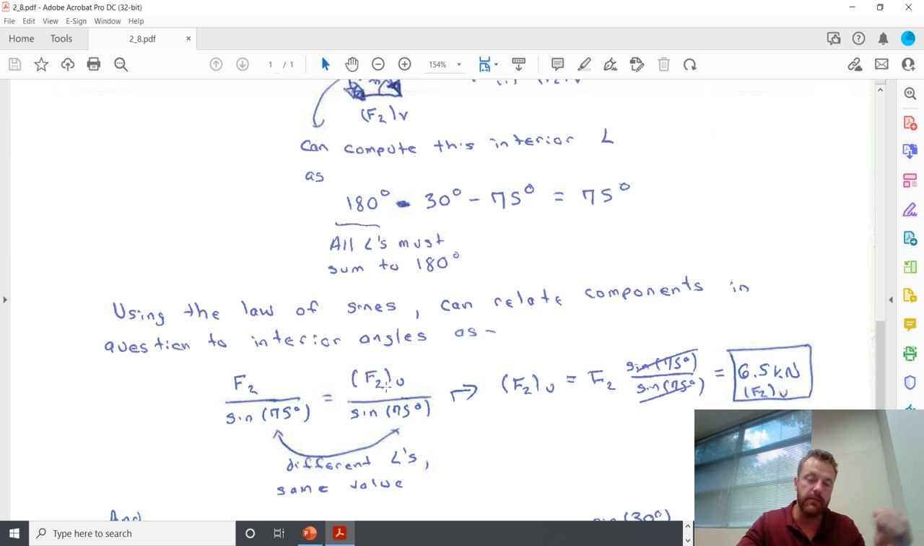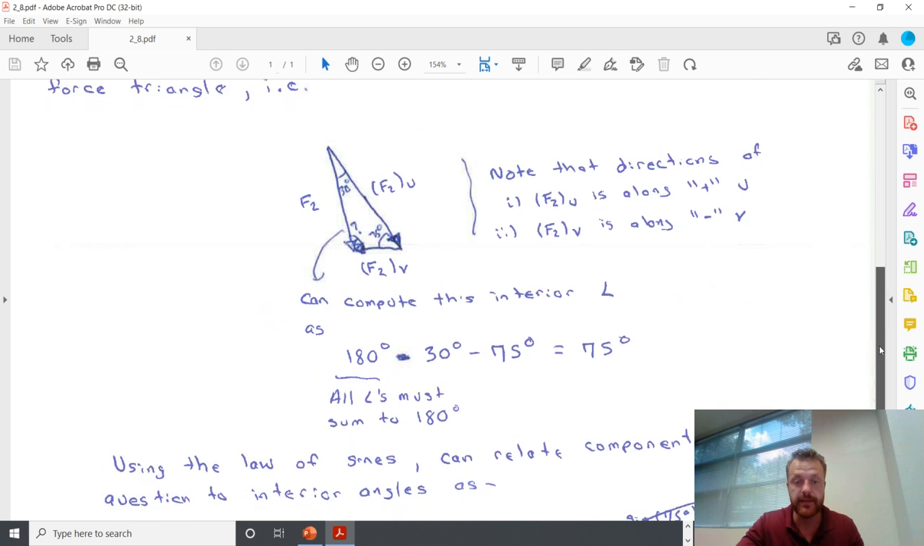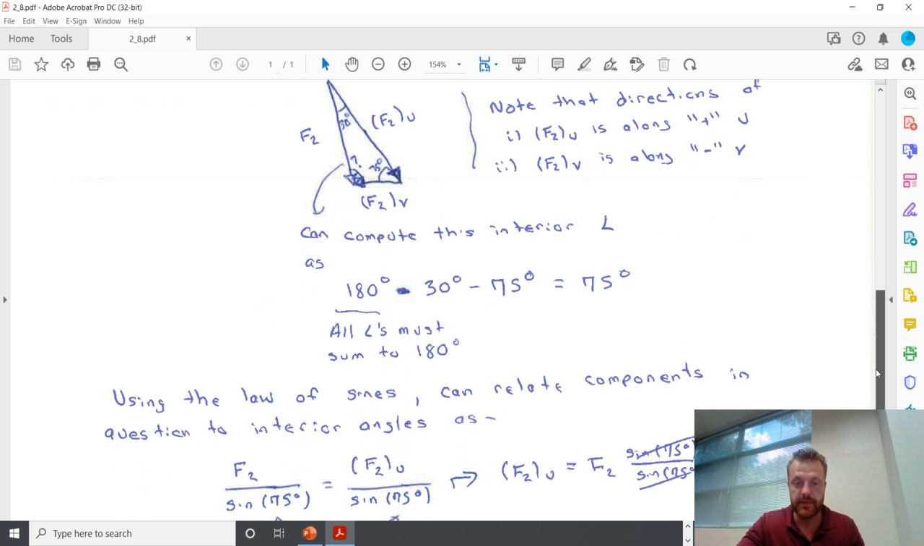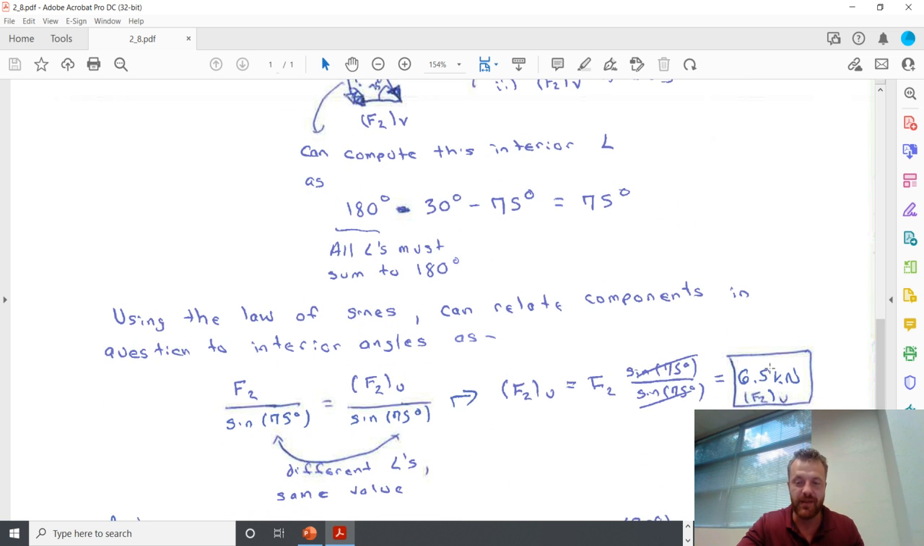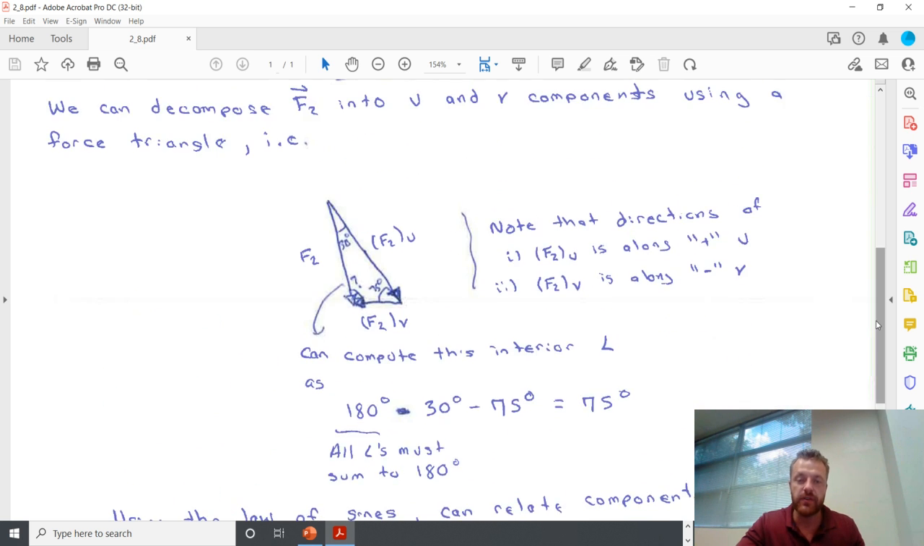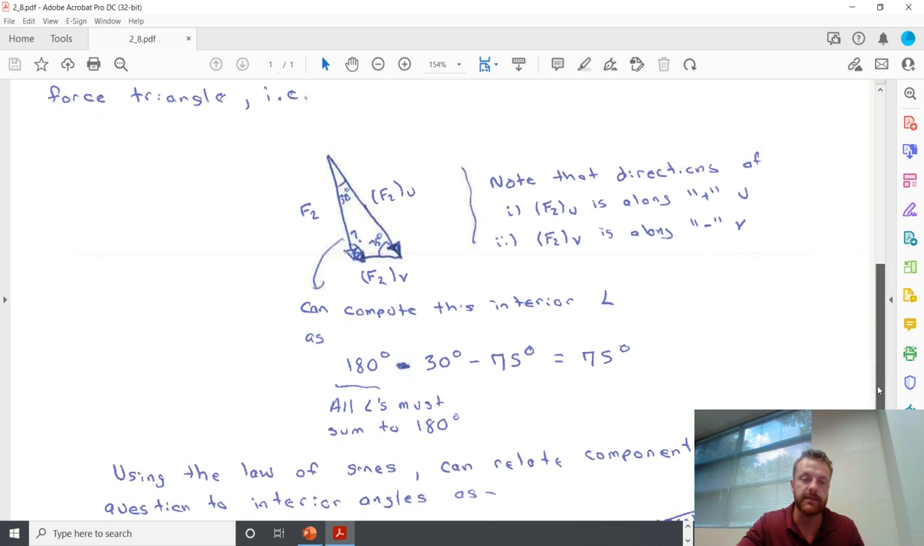It's going to be nice because when I multiply both sides by the sine of 75, it will just go away. And what I will find is that the magnitude of the component of F2 along the U-axis is just 6.5 kilonewtons. So hopefully that makes sense to everyone. And again, as I mentioned earlier, that is pointing in the positive U direction. So I don't need to do any sign adjustments there.